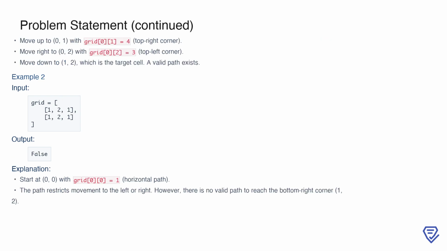In another example, consider a grid where the first row contains cells of types 1, 2, and 1, and the second row contains the same sequence. Starting at the top left corner, which is type 1, we observe that the movement is restricted to horizontal paths, so we can only move left or right. As we progress, there is no connection that allows us to move downward to the second row and ultimately reach the target cell at the bottom right corner. Since it's impossible to connect these paths to the destination, the output in this case is false.